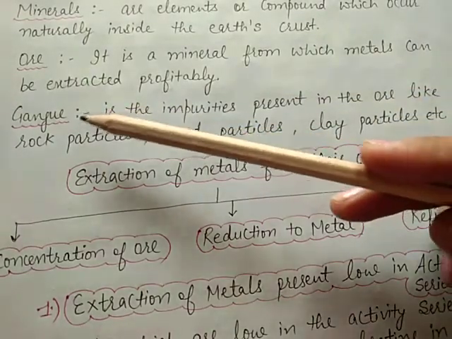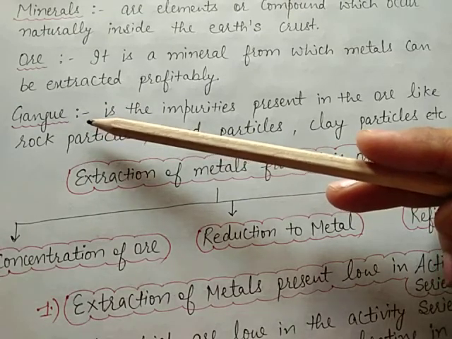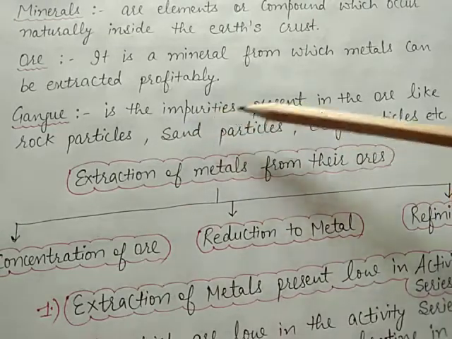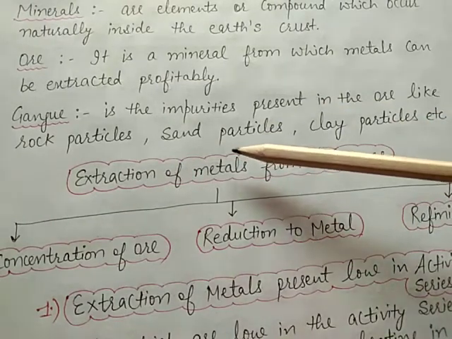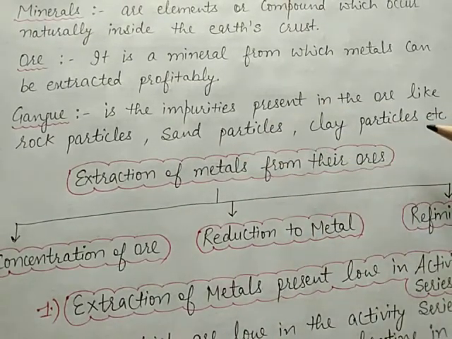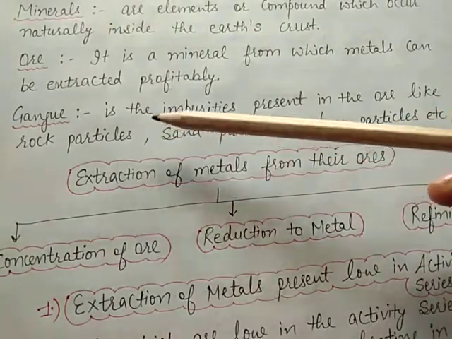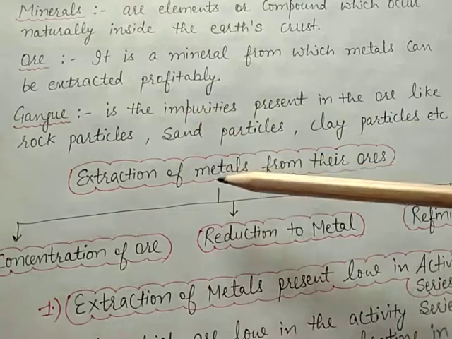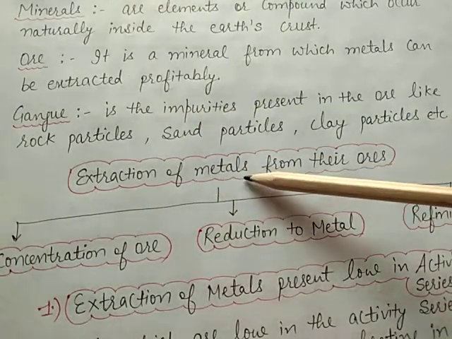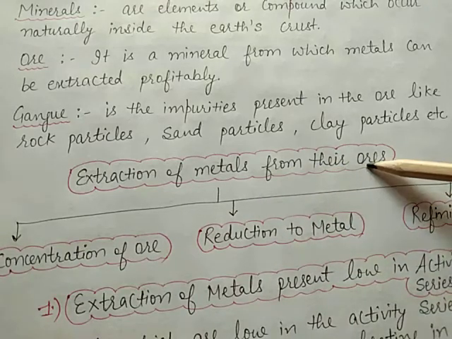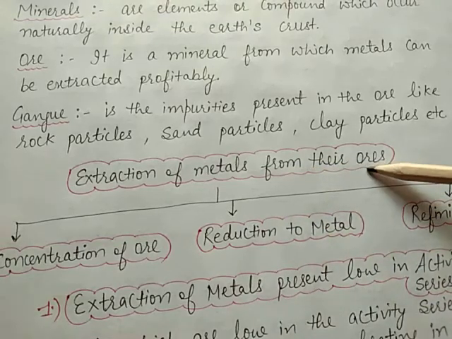Now the next definition is gangue or matrix or impurities. It is the impurities which are present in the ores like rock particles, sand particles and clay particles. Means gangue is just like impurities. Now the next topic is extraction of metals from their ores. Means how the metal is separated from their ores.